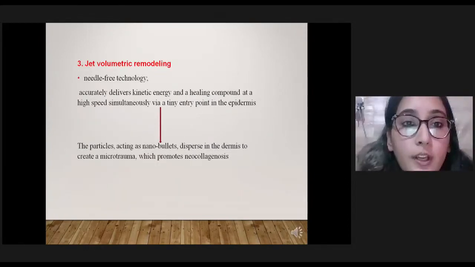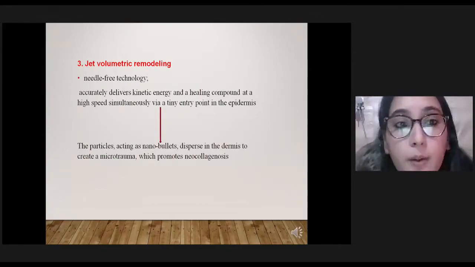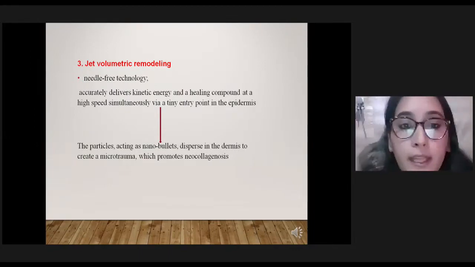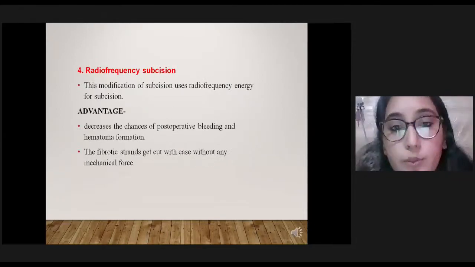Jet volumetric remodeling is a needle-free technology. It accurately delivers kinetic energy and healing compound at a high speed simultaneously via a tiny entry point in the epidermis. The particles, acting as nanobullets, disperse in the dermis to create a microtrauma which promotes neocollagenosis.